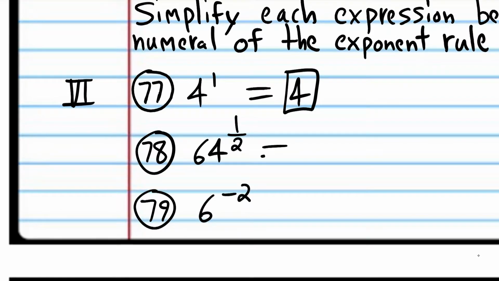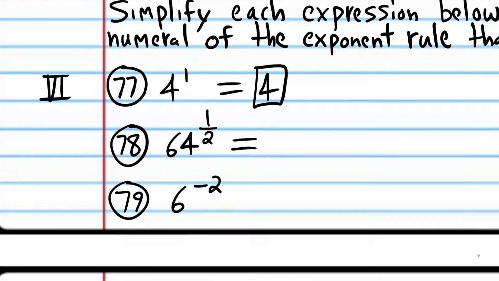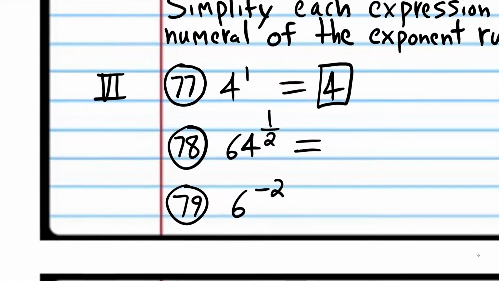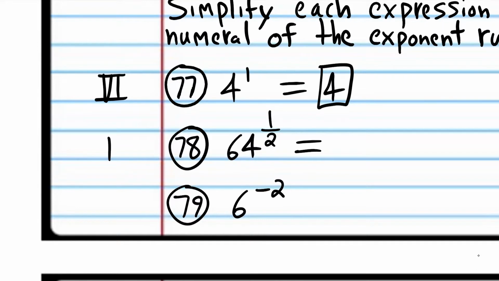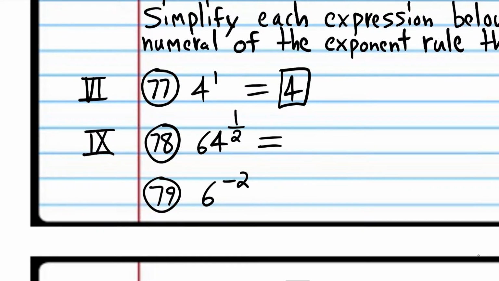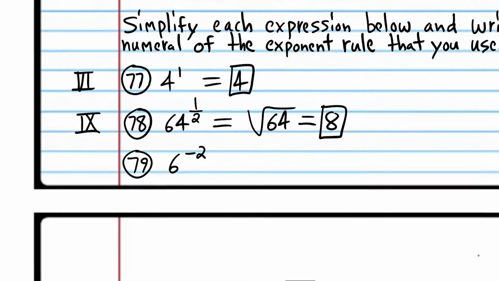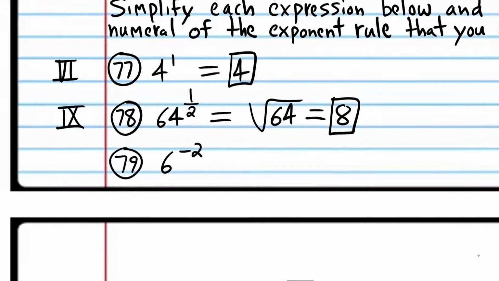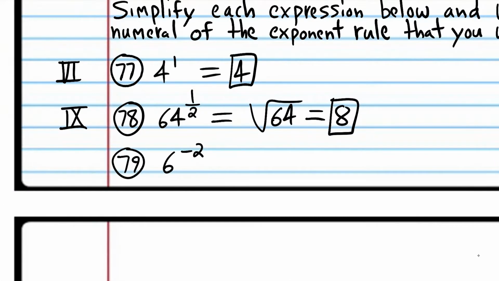All right, we're back. So 1/2 power, first of all, that's rule number 9. And when you have a fraction power, the denominator is the index of a root. And remember, when you have a square root, you don't write anything there. So that would just be square root 64, which is 8. So if you got that answer, good job. Try number 79, and when you come back, we'll do it together.